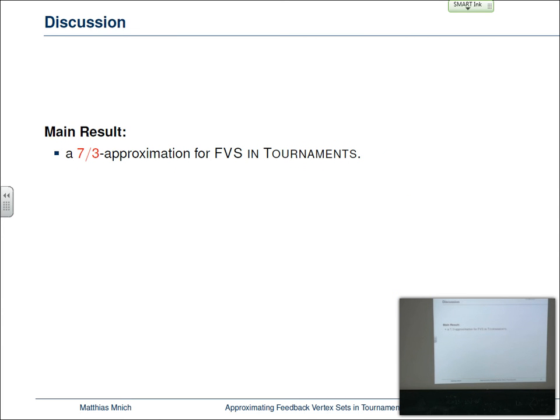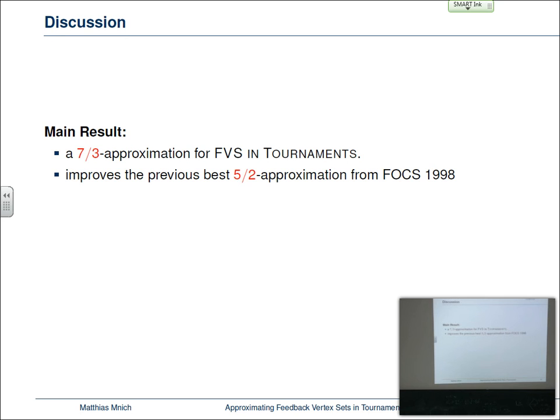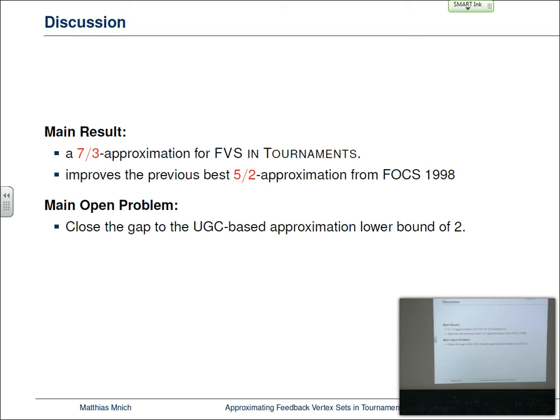So that's the main result, the 7/3 approximation, improving on the 5/2 approximation. And the main open problem is, of course, to close the gap from 7/3 to 2. If you ask me, my personal belief is that the correct answer is 2. Anke has shown that there is a 2 approximation for bipartite tournaments. In bipartite tournaments, you have an orientation of a complete bipartite graph. There, it's trivial to get a 4 approximation, and 2 is what Anke showed.